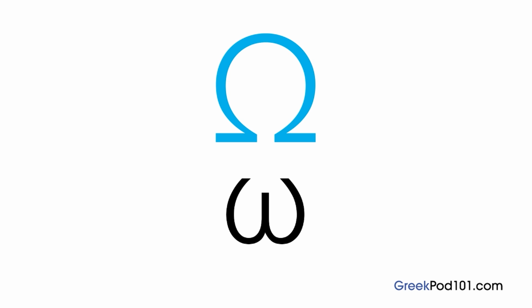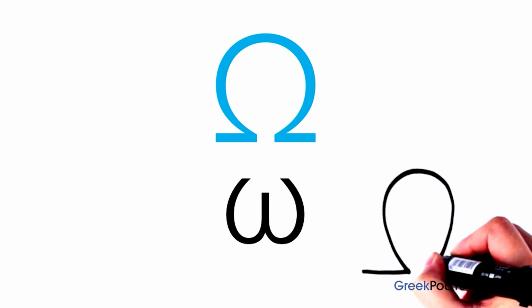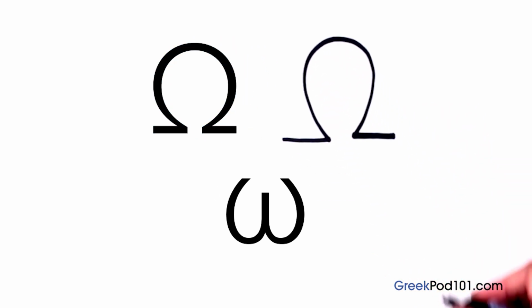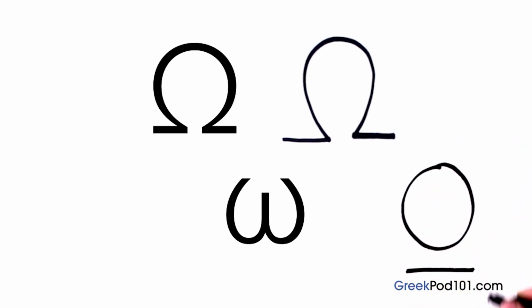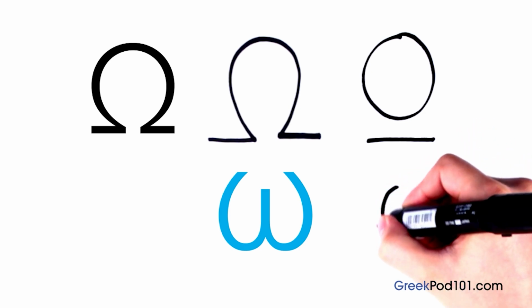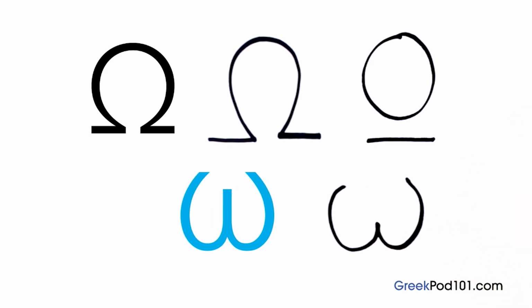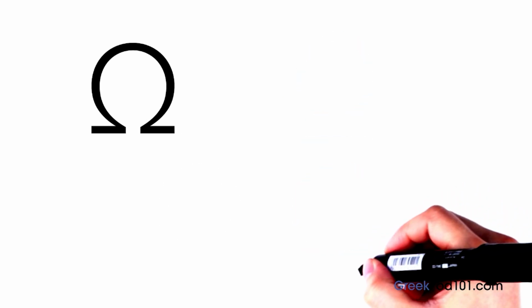It is handwritten like this. Or this. Omega. And this is what the lowercase omega looks like. It is handwritten like this. Omega. As you can see, there is a similarity between the uppercase omega and omicron when they're handwritten, right? Let's do it again. Here's the uppercase form.